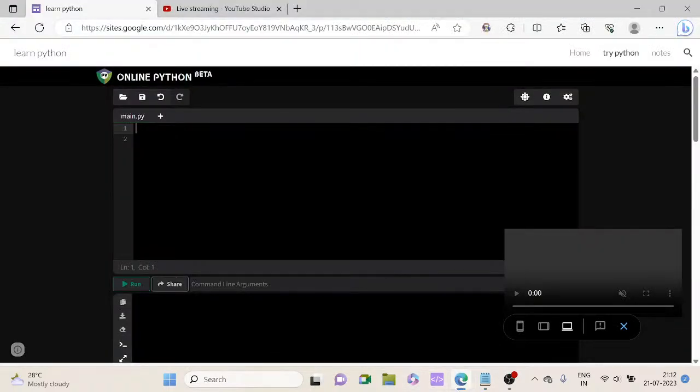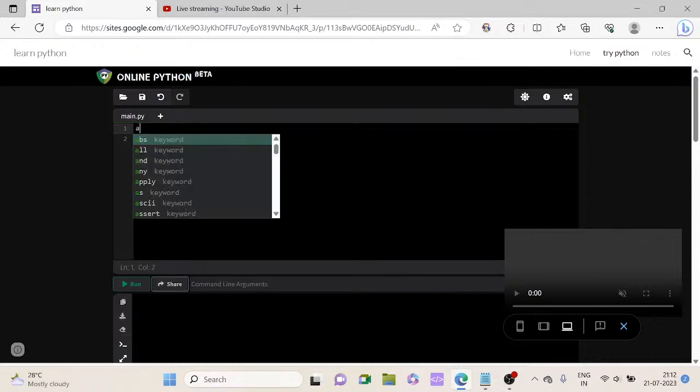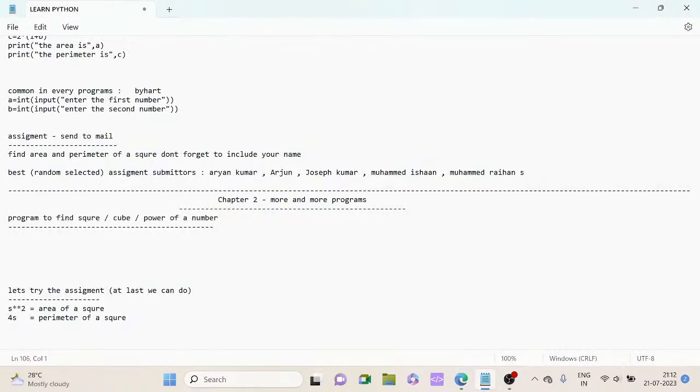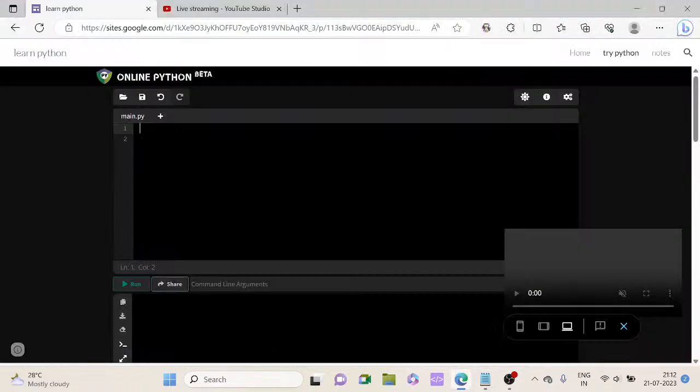The first 2 lines are always common, but sometimes we will only use the first line, and sometimes we will use the second line also. I have taught you this common part in every program, so learn it by heart. Okay, so we can continue.